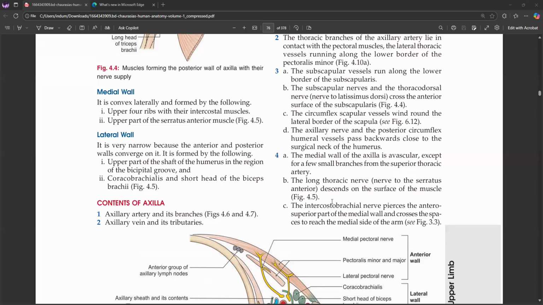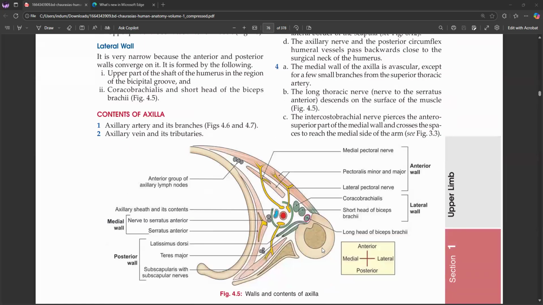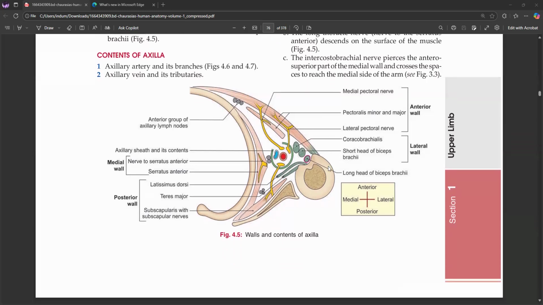Number 4. A part. The medial wall of the axilla is avascular, except for a few small branches from the superior thoracic artery. B. The long thoracic nerve to the serratus anterior descends on the surface of the muscle, figure 4.5. C. The intercostobrachial nerve passes through the anterior superior part of the medial wall and crosses the spaces to reach the medial side of the arm. See figure 3.3.